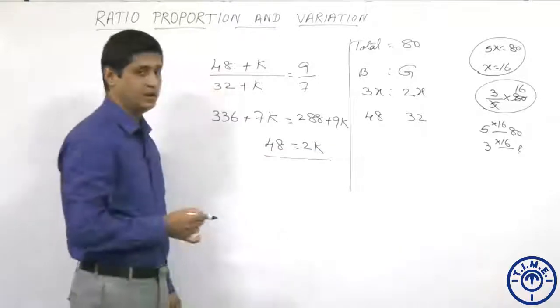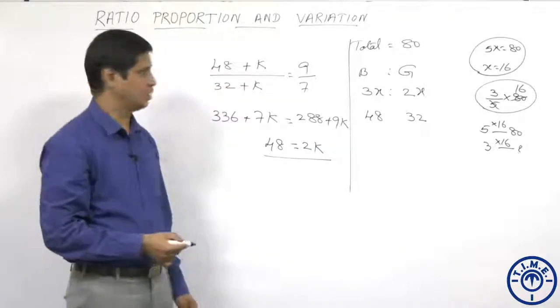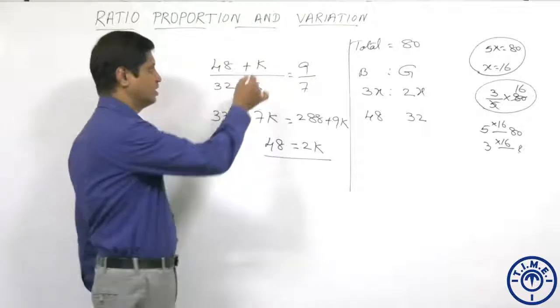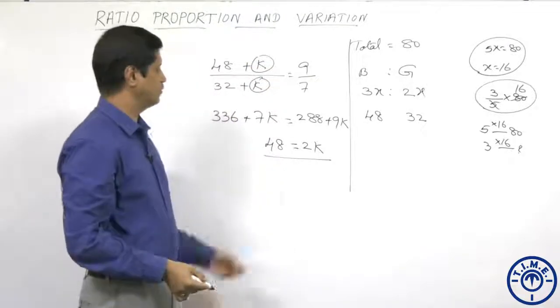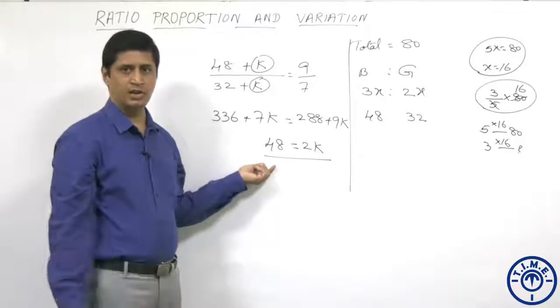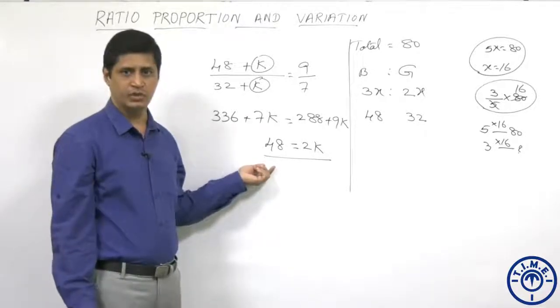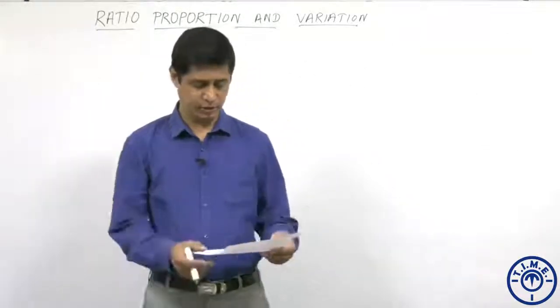Now, what to find? The number of students joined. The number of students joined means k plus k, which is 2k. So, what is the value of 2k? It is 48. What is the right choice? Option 3. Now, look at the next question.